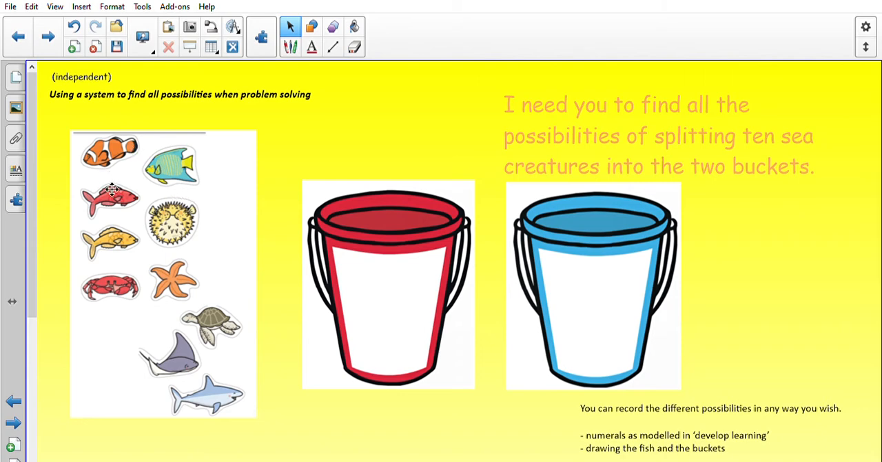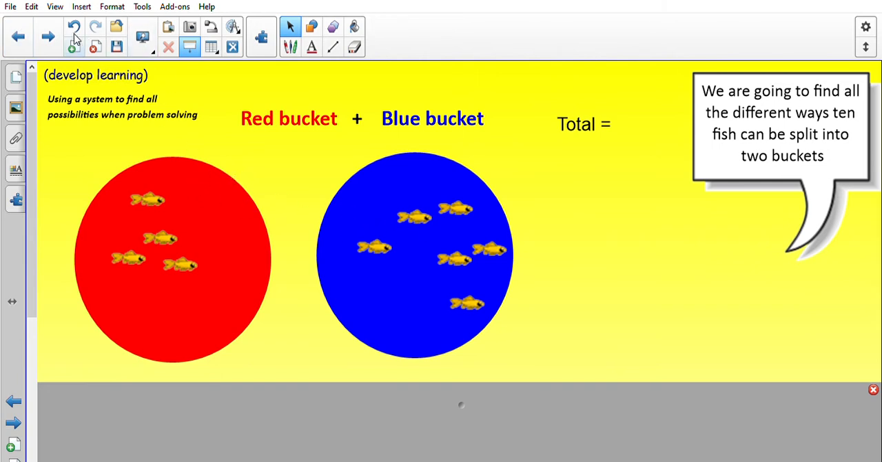But how many have we got? 1, 2, 3, 4, 5, 6, 7, 8, 9, 10. Oh, good, because we've been thinking about 10, haven't we? And 10 was our star number. How many different buckets have I got? 2. Well done. So you can have a go at printing out and cutting out these sea creatures and seeing if you can find all of the different ways that you can split the 10 sea creatures into 2 different buckets, just like we did over here, finding different ways of splitting.